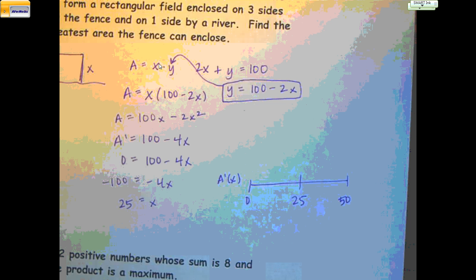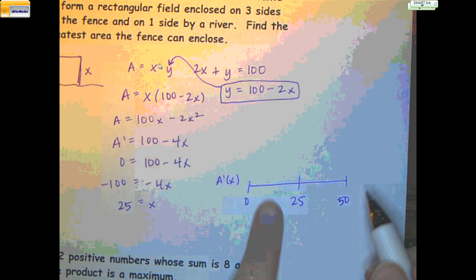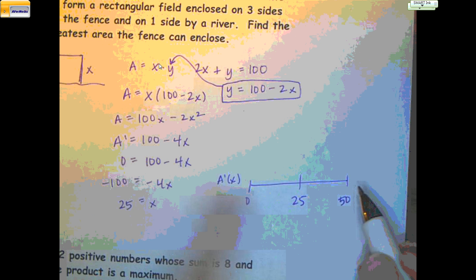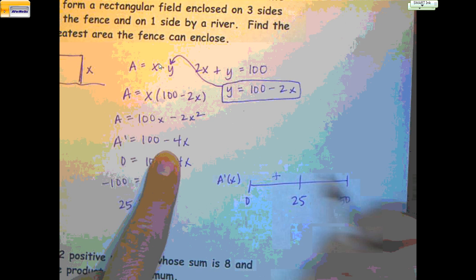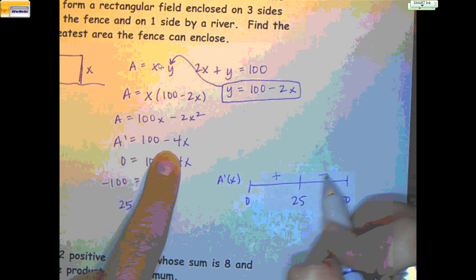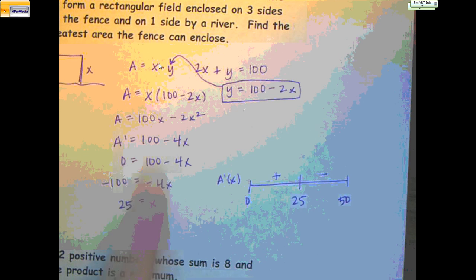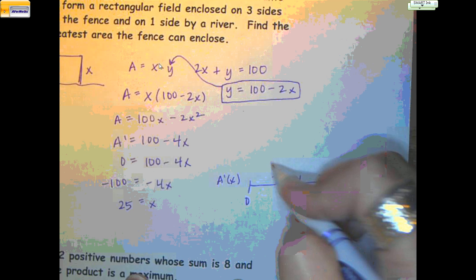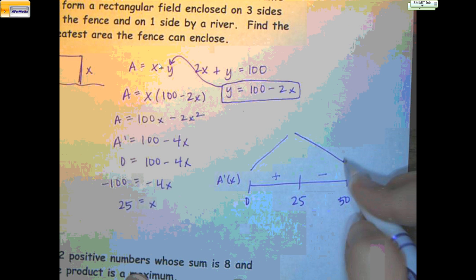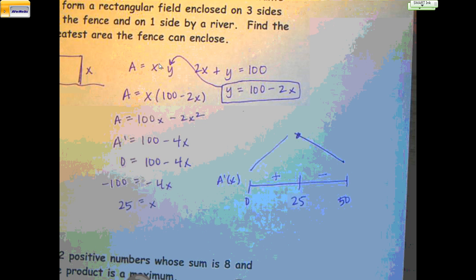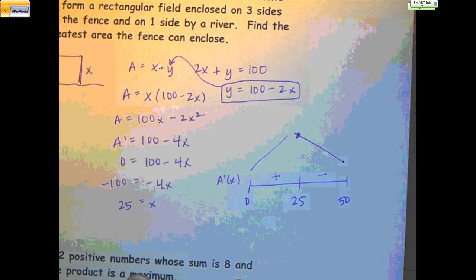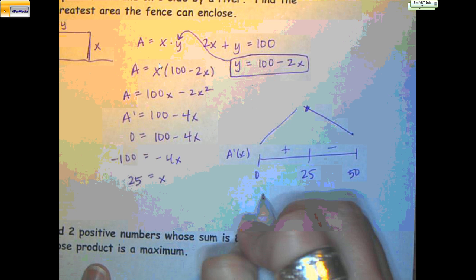So let's figure out what's happening here when we plug in these numbers. If I plug in, say, 10 into the derivative, do I get a positive or a negative? A positive. If I plug in like 30, I get a negative, right? So if I am increasing and then decreasing, what does that tell me about what happens at 25? That's the max. So I know that at 25 comma something, I've got a maximum point.